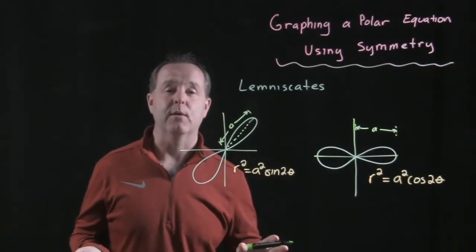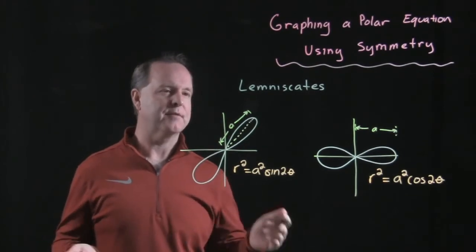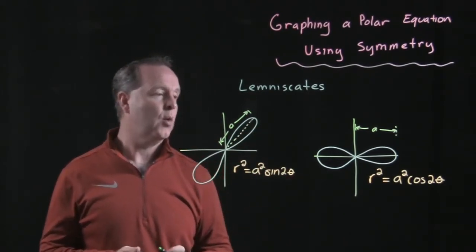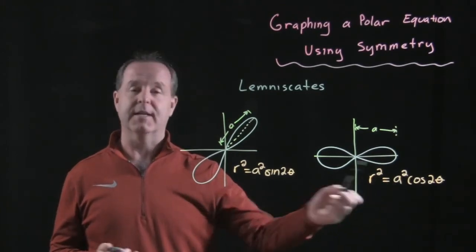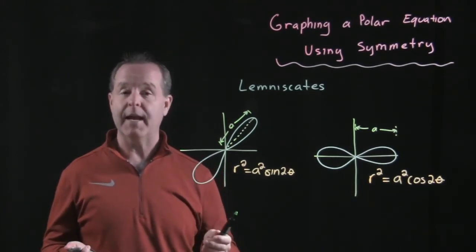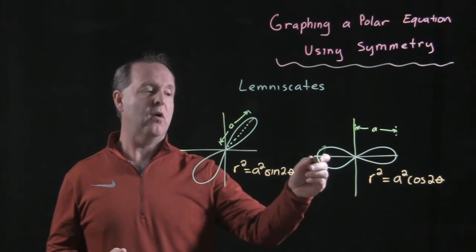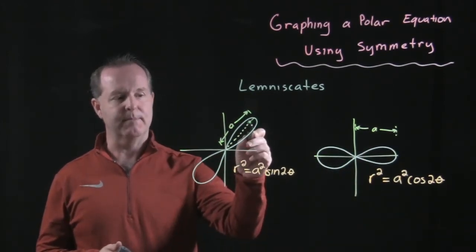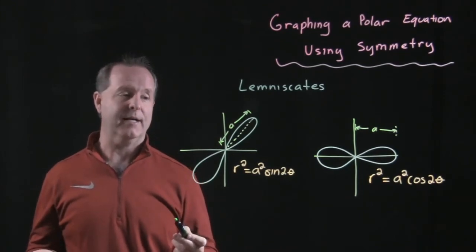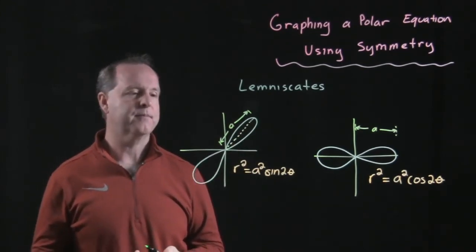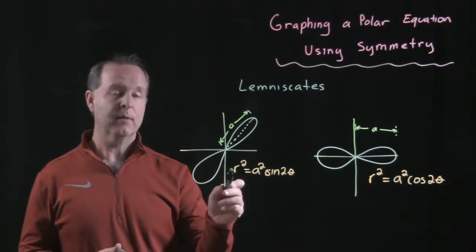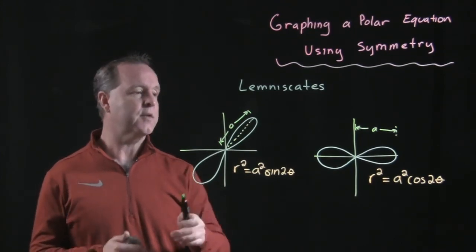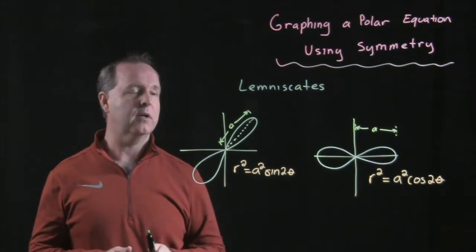Another family of polar graphs is the lemniscates, and we see two different forms right here. One is r squared equals a squared times the cosine of 2 theta, which is symmetrical about the polar axis. And then we have one that's symmetrical about the line y equals x, or the line theta equals pi fourths, where r squared equals a squared sine of 2 theta. These are what we call our lemniscates.